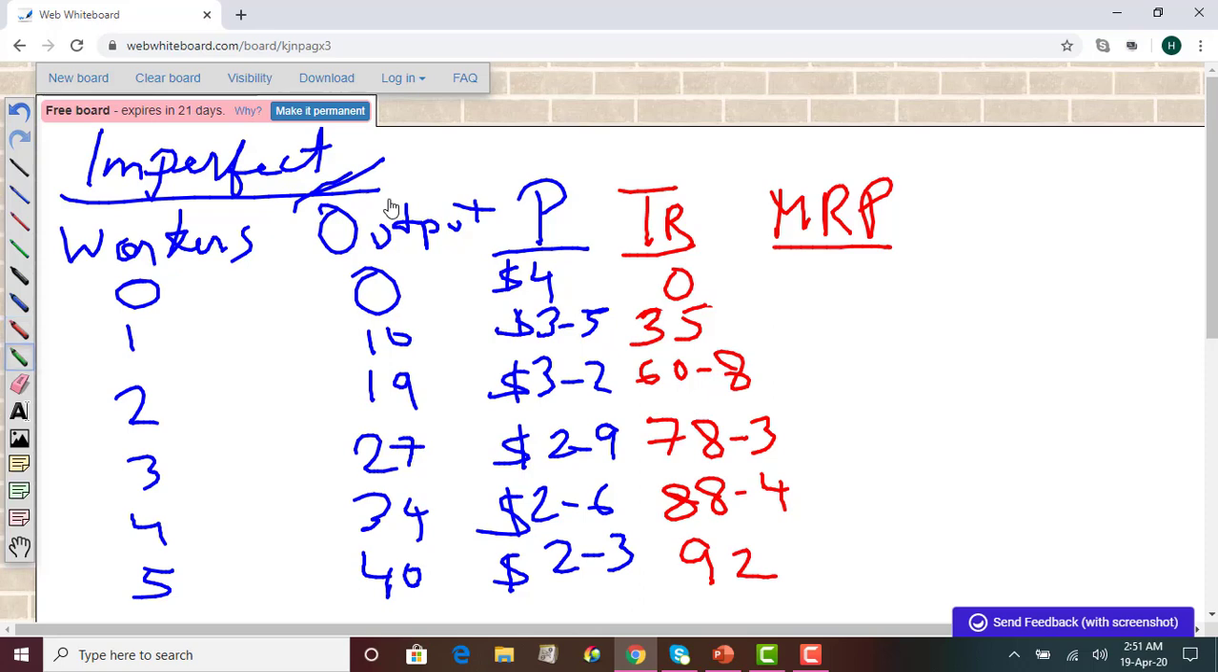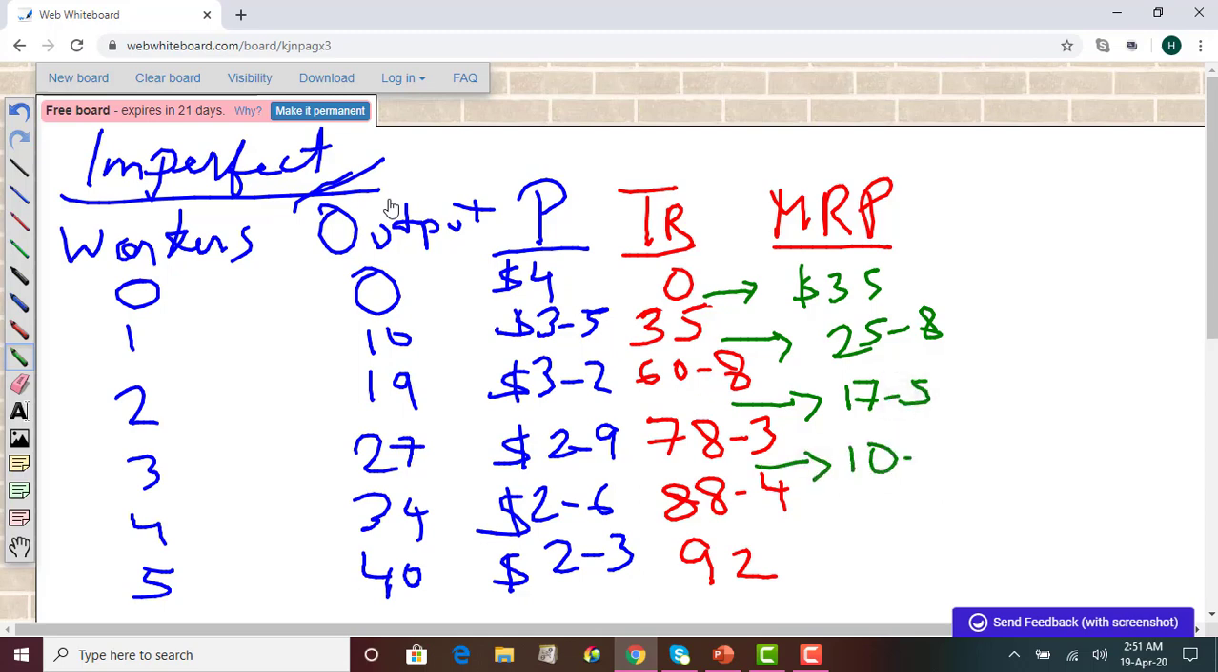And the same way you calculate the marginal revenue product, which is change in total revenue divided by change in input, or change in worker. In this case, it's 35. This is 25.8. This is 17.5. This is 10.1. And this is 3.6. Okay, so that's the marginal revenue product.